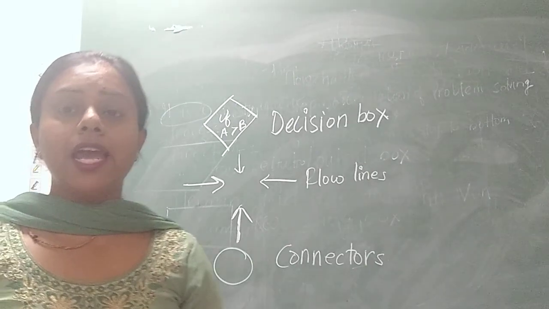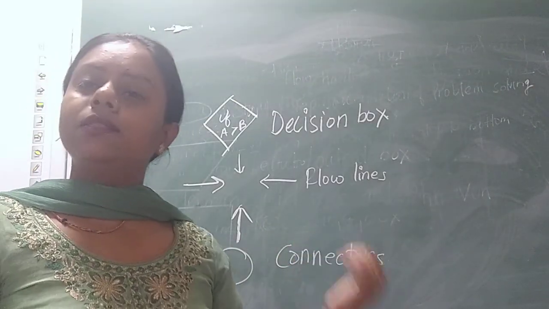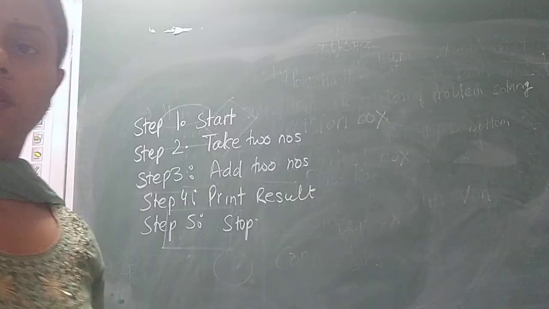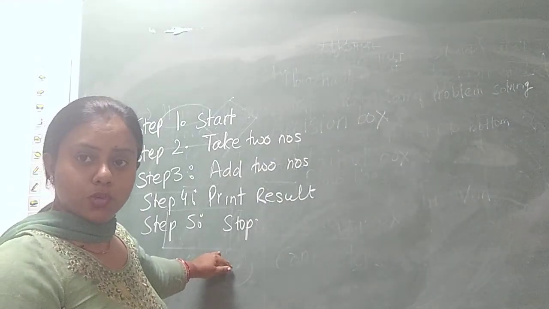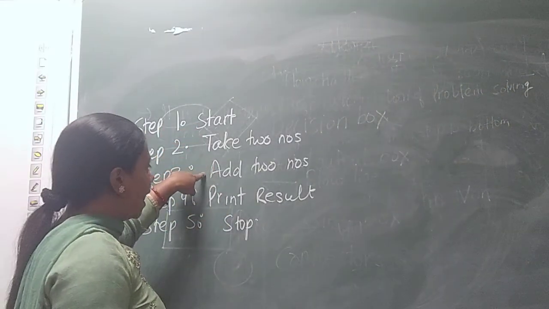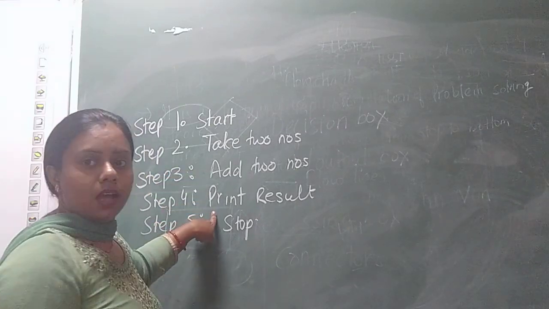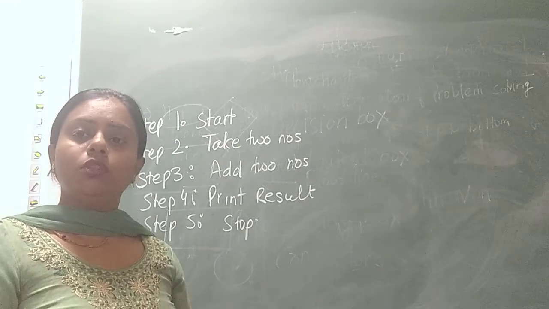Now let us understand how you will use these symbols with the help of an example. Now students, this is the algorithm for how you will add two numbers. First step is start, take two numbers, add two numbers, print the result and stop. Now I am going to convert this algorithm into the flowchart.